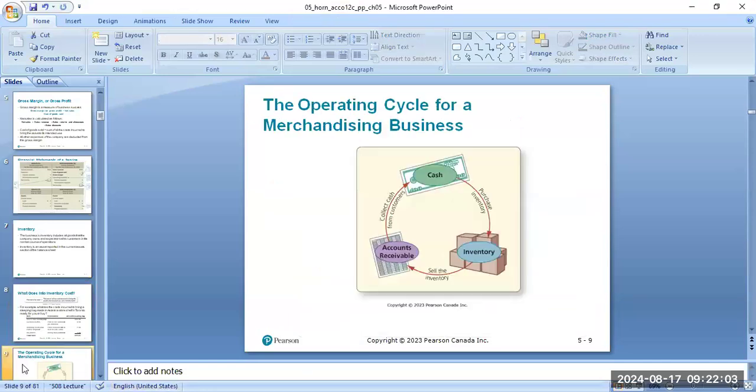So, what's the operating cycle? Obviously, every individual or every company which wants to start a merchandising business, the first thing that they need is cash. Then they're going to convert the cash into inventory. They're going to sell the inventory. Either they're going to get the cash right away, or that's going to become accounts receivable. And once you collect the accounts receivable, it's going to become cash. So this is the cycle of the cash: buying, selling, collecting, buying, selling, collecting.